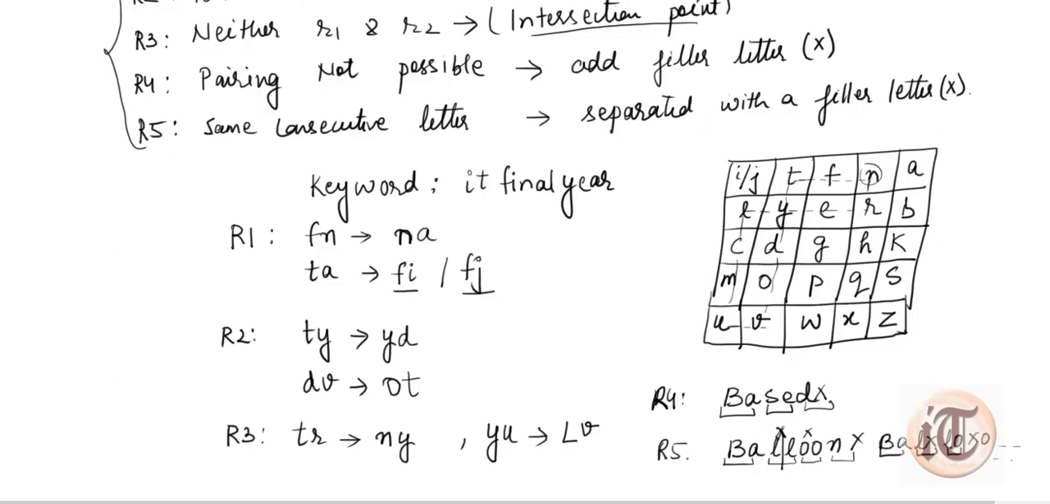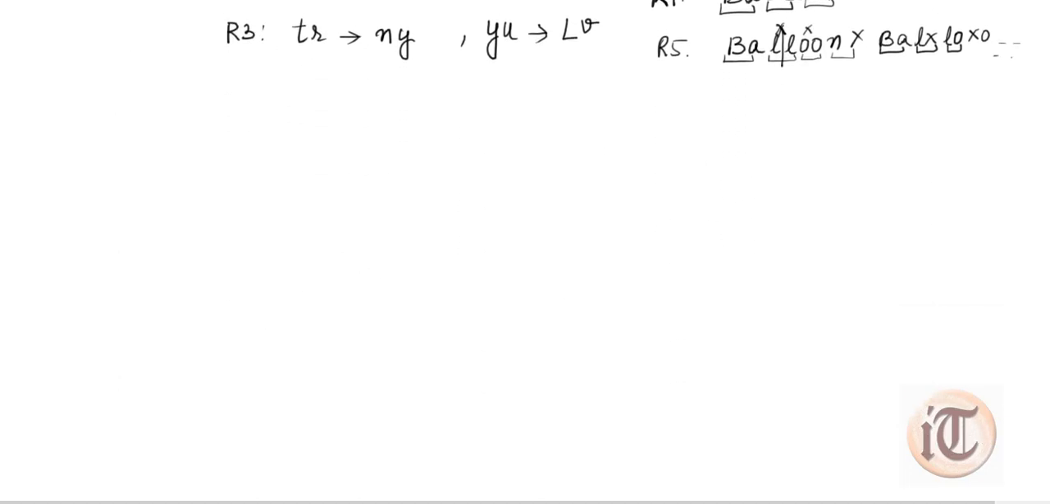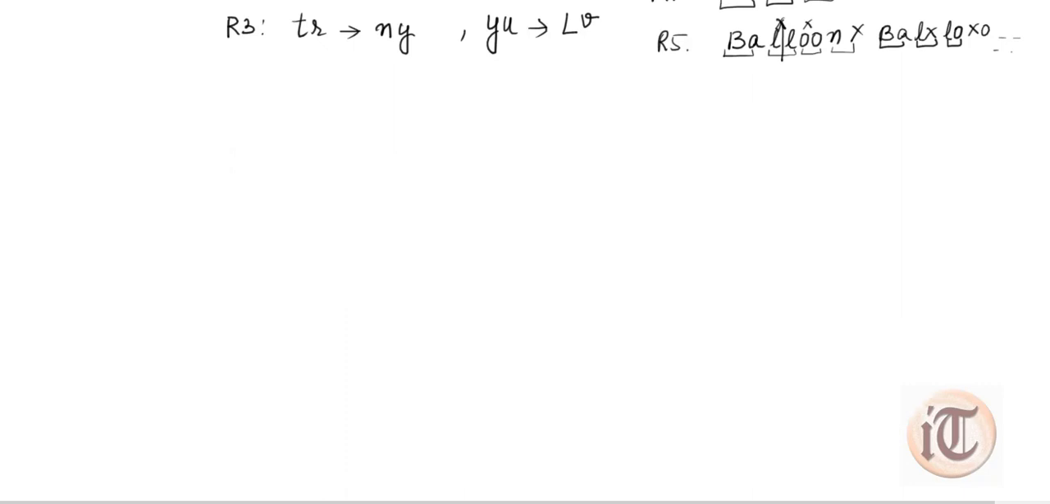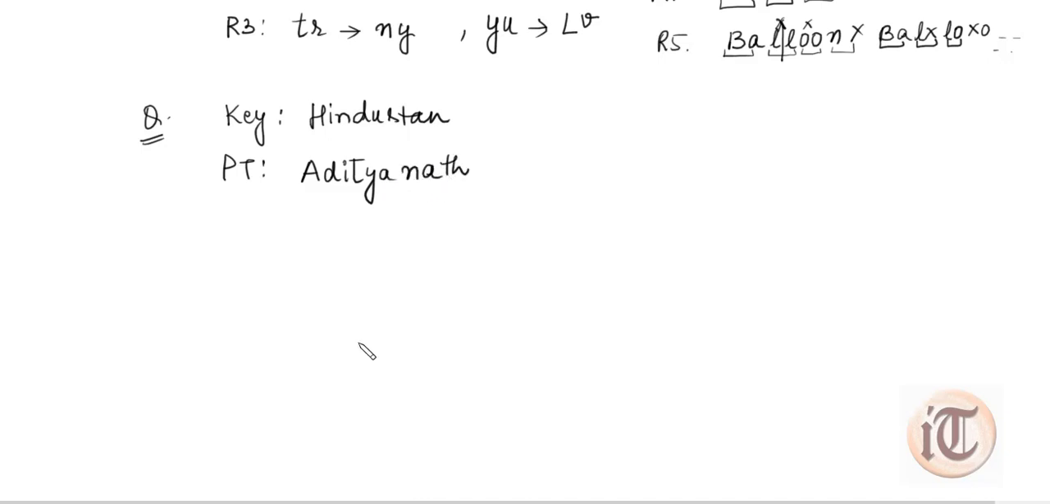Now we take another example, one full example, of how the Playfair technique works. Suppose the keyword is Hindustan. The plain text will be Adityanath. Then what is the ciphertext for this plain text in case of Playfair? So what is the first step?